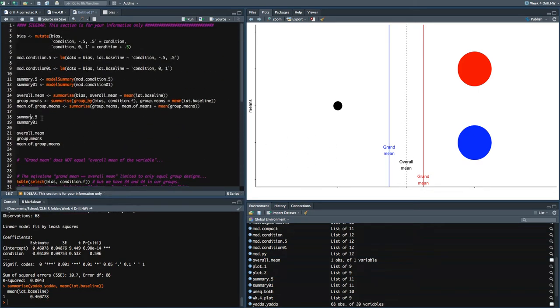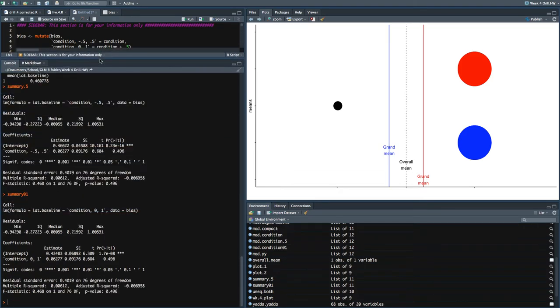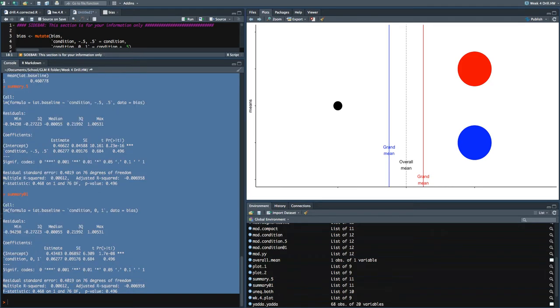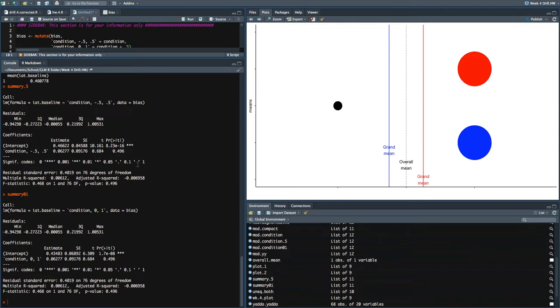But I want to get back to this portion right here, looking at the summary. Depending on whether it's coded right here, the condition is coded as -1/2 and 1/2, and right here it is coded as 0 and 1. So what I want to really reinforce is that the key to understanding the general linear model and to interpreting regressions is remembering that the intercept is the estimate, it's the mean, it's the prediction when everything else in the model is 0.